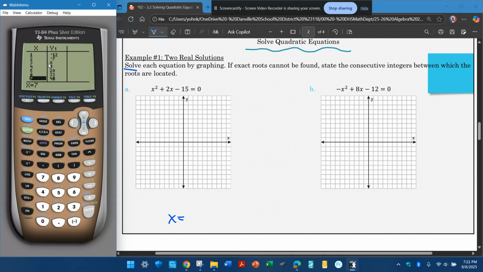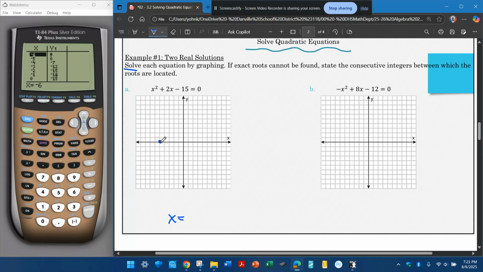So notice I have one solution here at 3, and I should have another solution at, there it is, -5. You just have to go through your table and look for which x values have y's of 0. So negative 5, then 1, 2, 3, 4, 5, and then positive 3 is my other one. So it's going through at x equals negative 5 and it's going through at x equals 3.